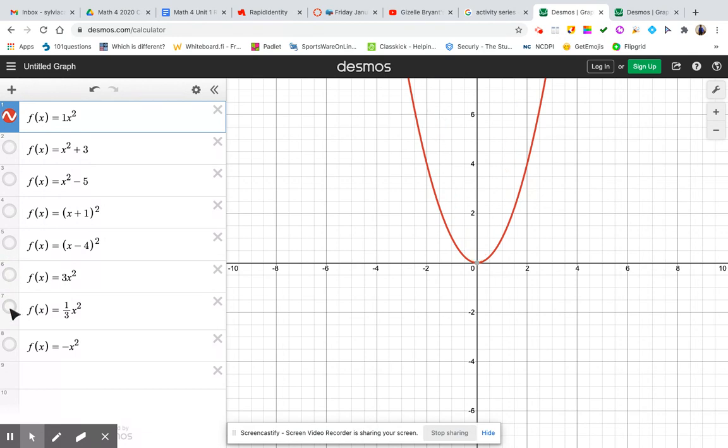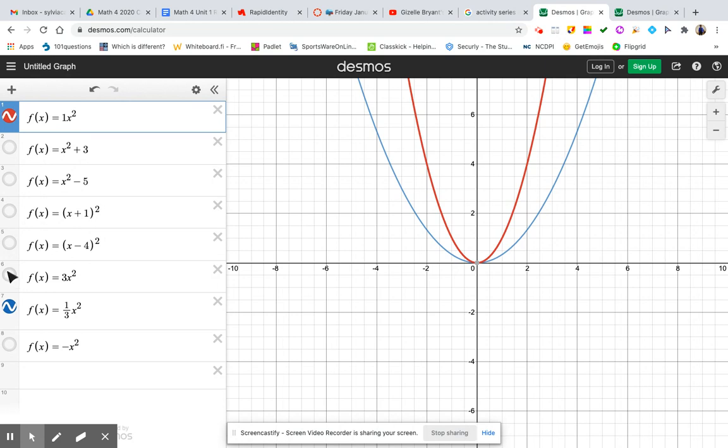Let's compare that to this 1/3. All right, let's see what happens when I activate the 1/3 x squared. Notice it got wider. So it got fatter, so to speak. So that is a vertical shrink. So the first one is a stretch, and the second one, I pulled it out, so it got wider.